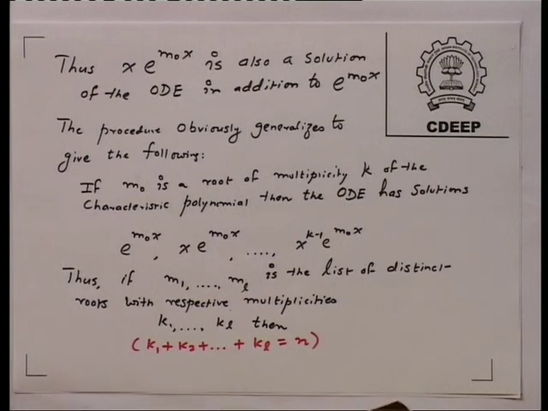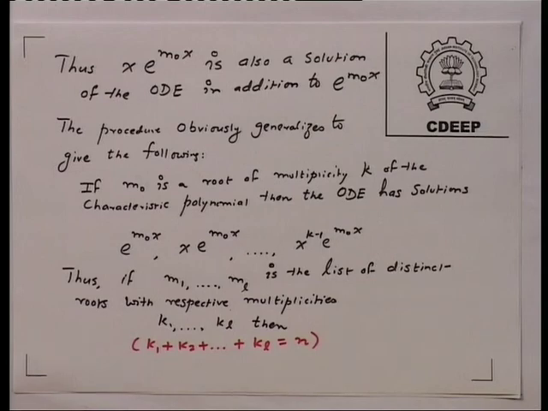The procedure obviously generalizes to give the following result. If m naught is a root of multiplicity k of the characteristic polynomial, then the ODE has solutions e to the power m naught x, x e to the power m naught x, etc., x to the power k minus 1 e to the power m naught x. So you will have a list of k solutions, and if m1, m2, ..., ml is a list of distinct roots with multiplicities k1, k2, ..., kl, then the sum of the multiplicities of the roots must add up to the degree of the characteristic polynomial, correct?